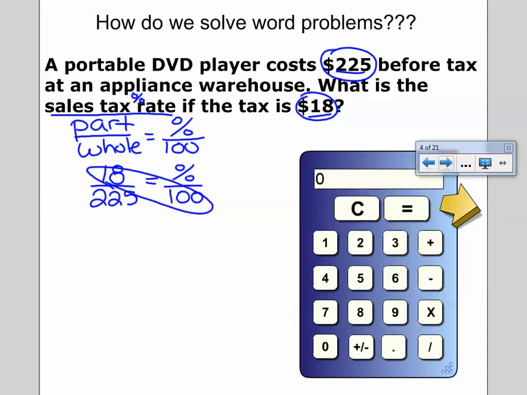I multiply the diagonal together, so I would do 18 times 100, and then I divide it by my last number of 225. So you get an answer of 8, and again, I solve for a percent, so it'd be a percent sign.